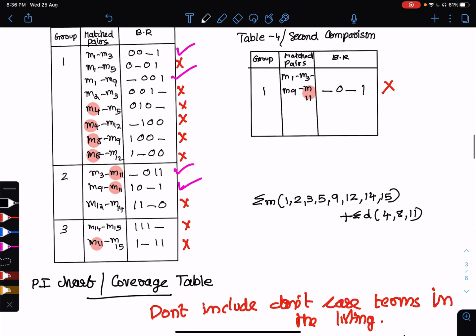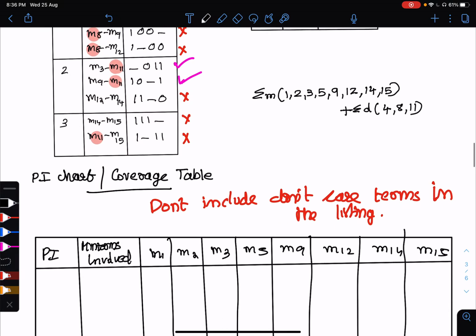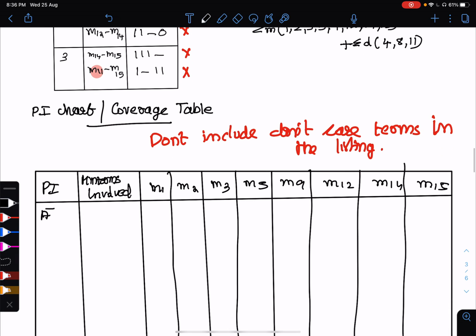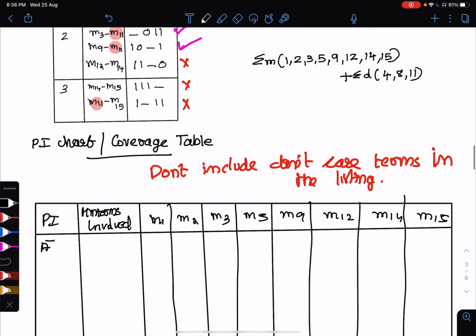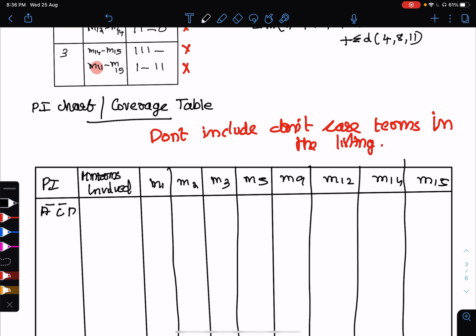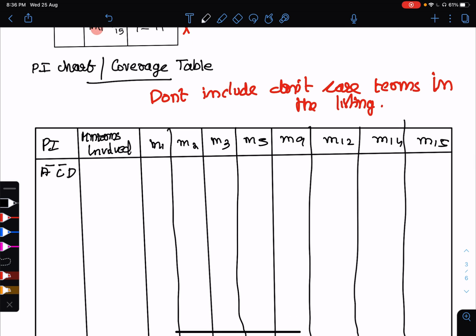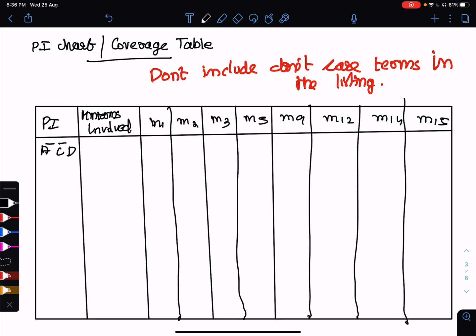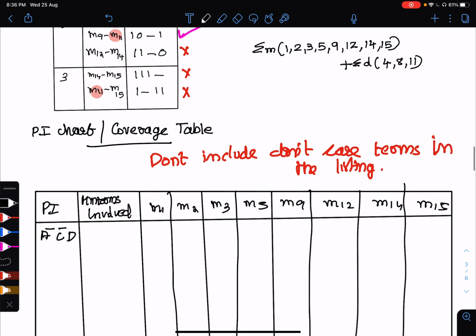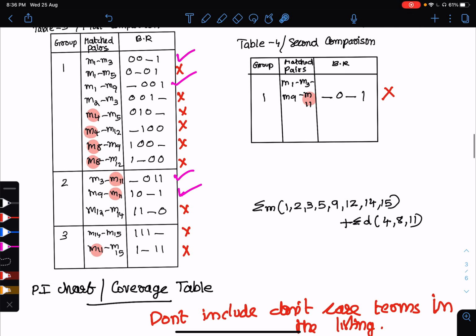So we can write this as the first unchecked one, it is A dash C dash D. This is the first one. Then complete all that. Then the second unchecked one is here, this one, then this one, all right. And the second comparison table also, last you need to write.